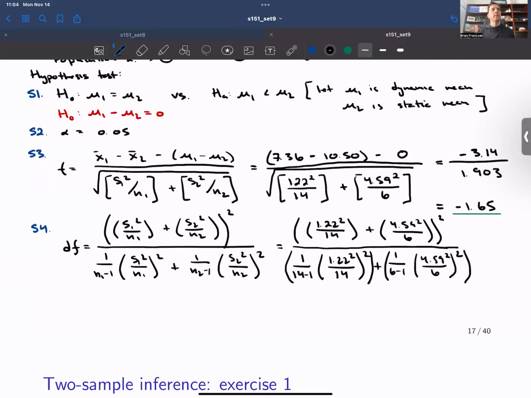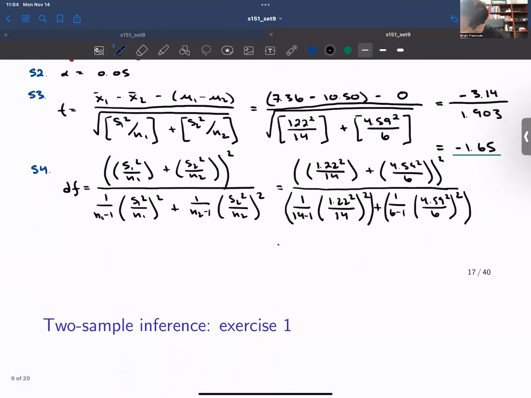So in this case, what we should end up with is 13.121 divided by 2.474, and that gives us 5.30.